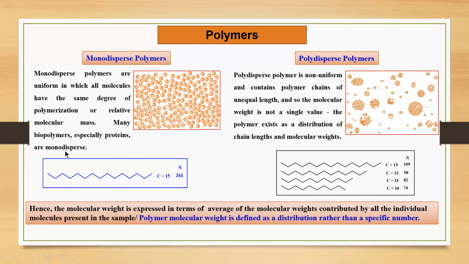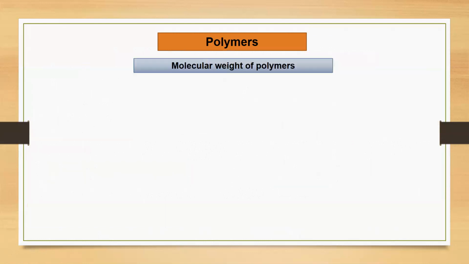Hence, what can we conclude? We can conclude that the molecular weight is expressed in terms of the average of the molecular weights contributed by all the individual molecules present in the sample. We cannot have a specific number. We cannot have a single value. What we can say instead is that polymer molecular weight is defined as a distribution rather than a specific number. And this I've already made clear from this example. So we'll express the molecular weight of a polymer in terms of averages and not a specific number.